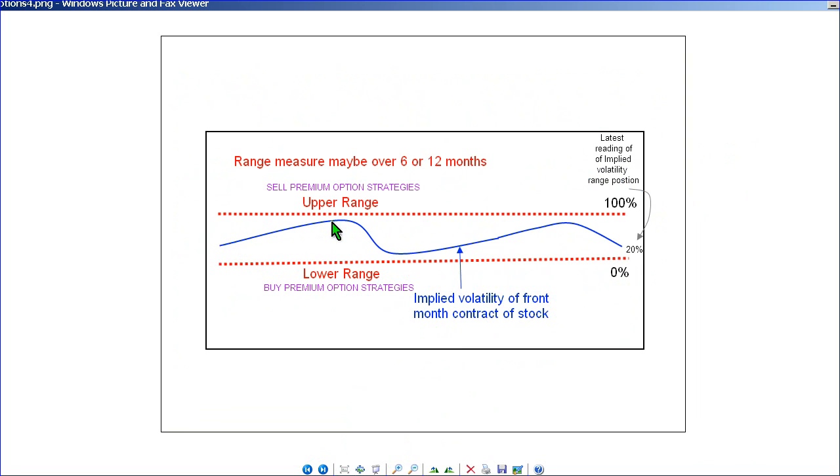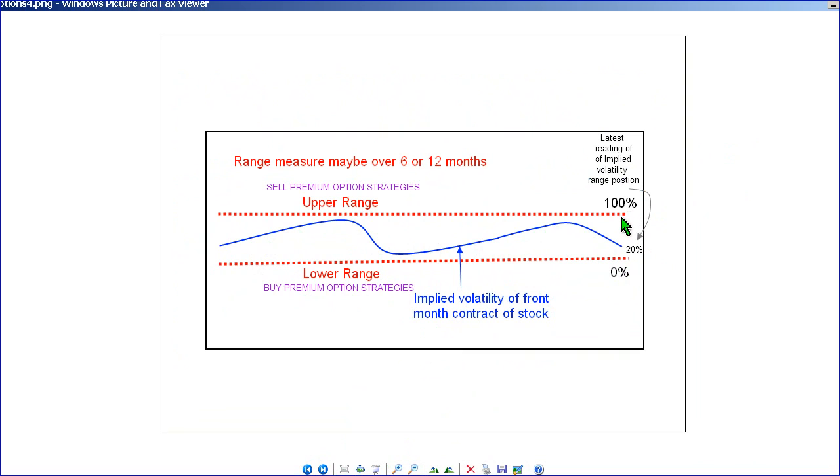For example, the blue line is the plotting of implied volatility of the front month contract. It swings up and down. Generally, it's range bound. So over a period of time of either 6 or 12 months, you can determine whether implied volatility is at the upper range of the 6-month period or at the lower range. If implied volatility is at the upper range of the last 6 months, that means premiums are bound to be expensive and selling premium should be considered. If implied volatility is at the lower range of the 6-month or 12-month period, that means premiums are relatively cheap and buying strategies should be considered.